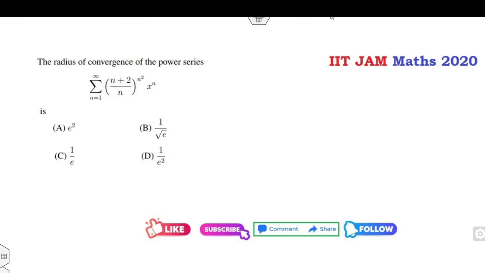Now look at this first question. Find the radius of convergence. Your first target is to check what is the power of this n. So that means your radius of convergence will be 1 over limit supremum of an raised to power 1 over n. What is my an? An is (1 plus 2 over n) raised to power n square.